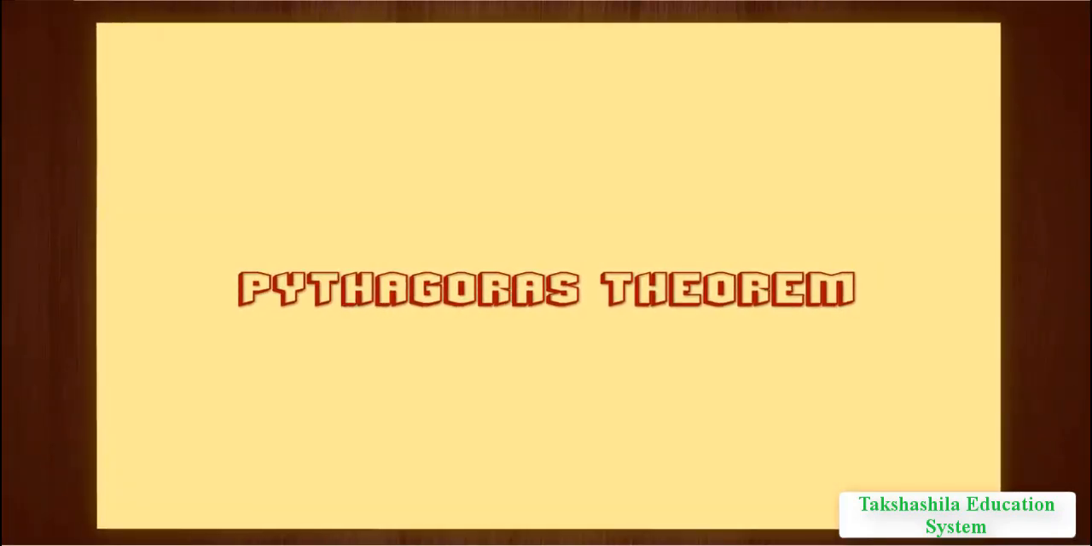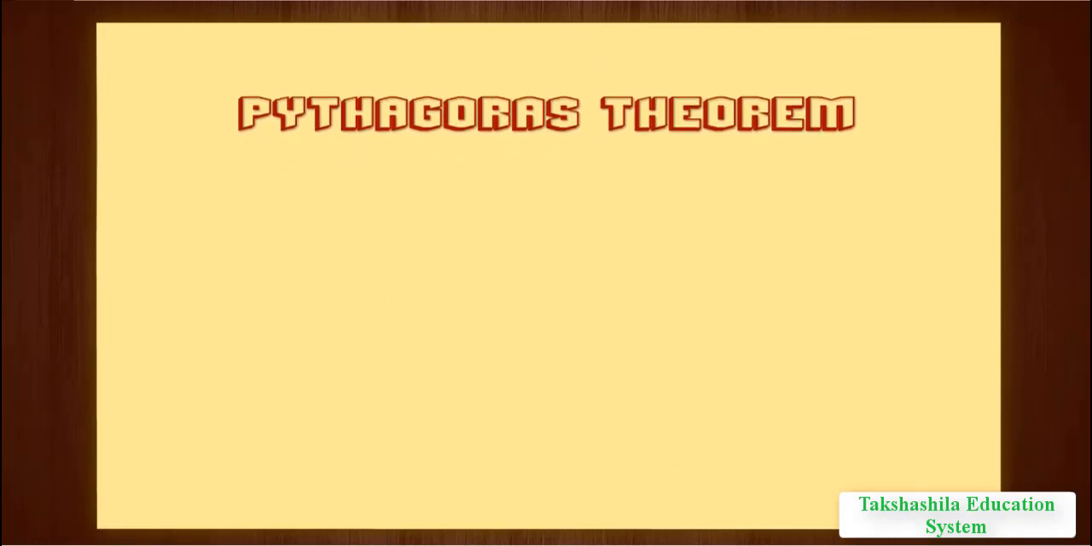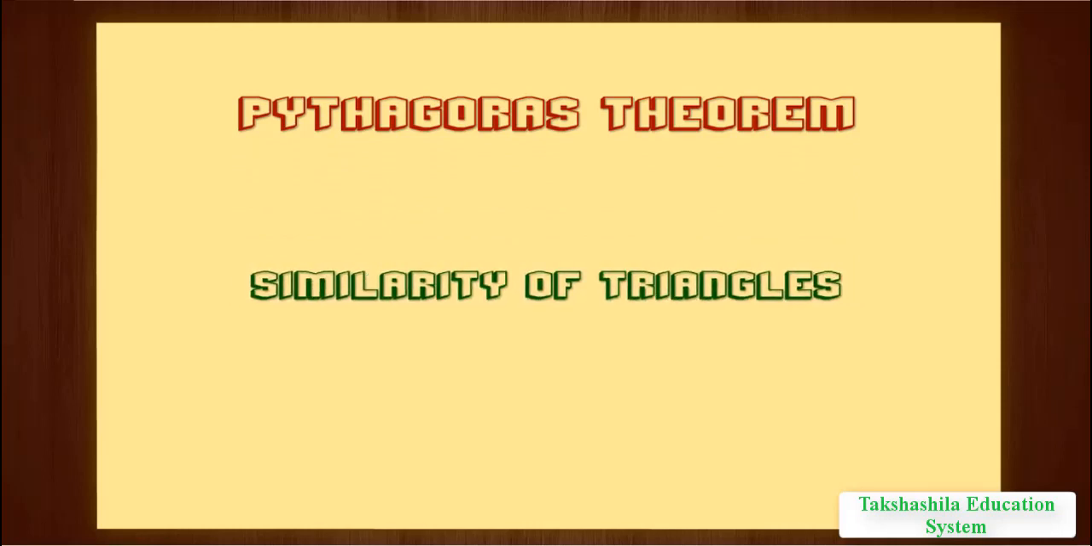In this module, we will learn about Pythagoras theorem. Now, we shall prove the Pythagoras theorem using the concept of similarity of triangles. In proving this, we shall make use of a result related to similarity of two triangles formed by the perpendicular to the hypotenuse from the opposite vertex of the right triangle.